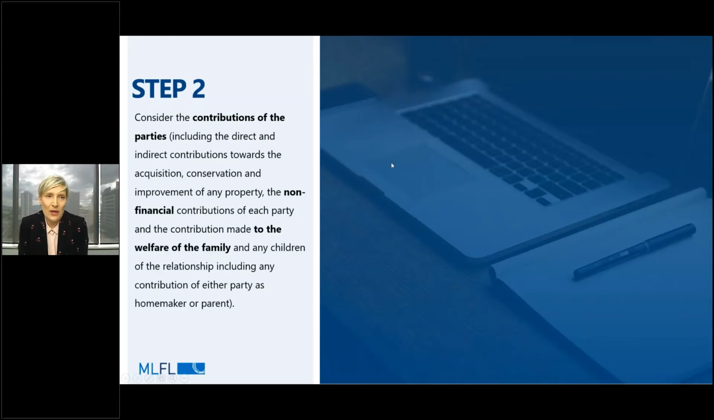The second step is where the court considers the contributions of the parties, including the direct and indirect contributions towards the acquisition, conservation and improvement of any property, and the non-financial contributions of each party, and the contribution made to the welfare of the family and any children of the relationship. So the financial contributions are normally a little bit more readily identifiable than those other types of contributions. So they are things like income and other windfall financial gains, whether it be by inheritance, personal injuries claim, gift, and so on. Lottery wins are always exciting, but very frequently occur.